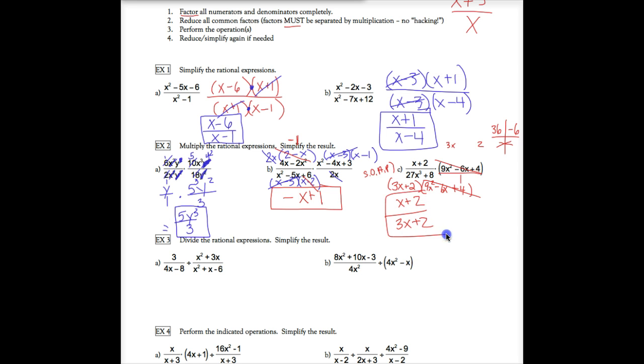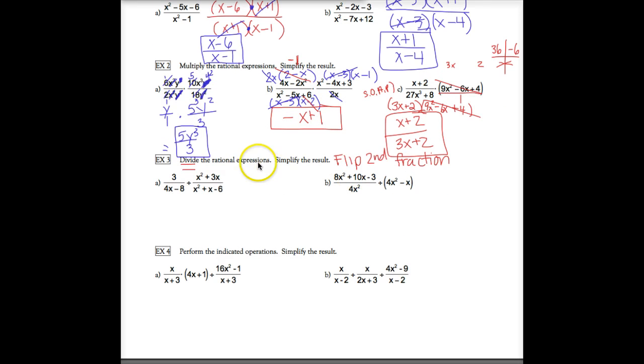Example 3. Exact same thing as what we did in example 2. The only difference is, since it's division, that means you flip the second fraction. Or if it's not a fraction, you still take the reciprocal. So you multiply by the reciprocal.